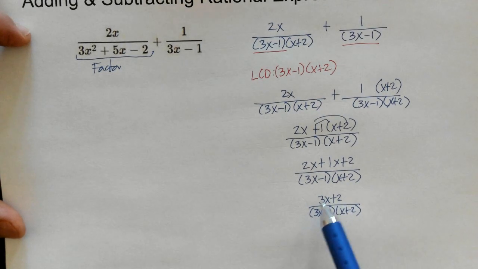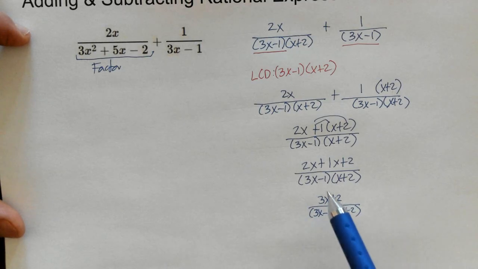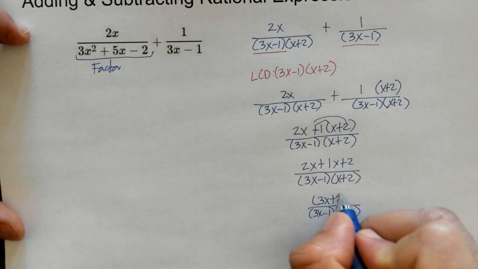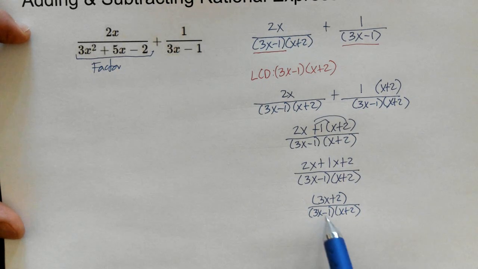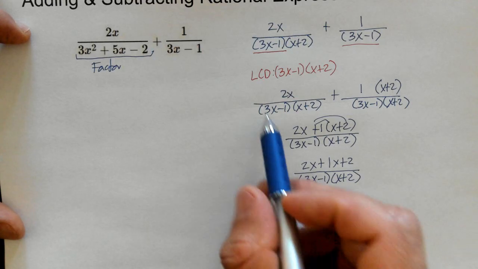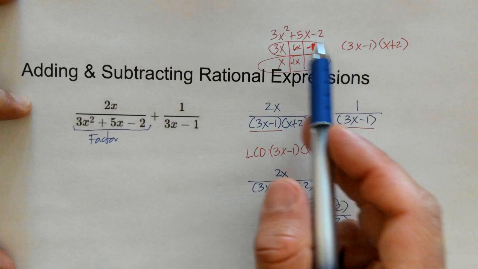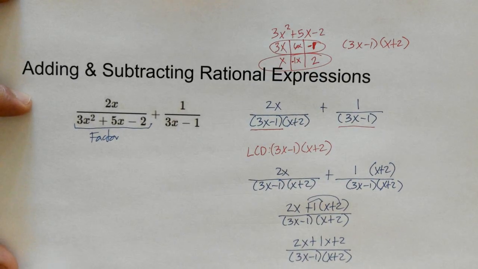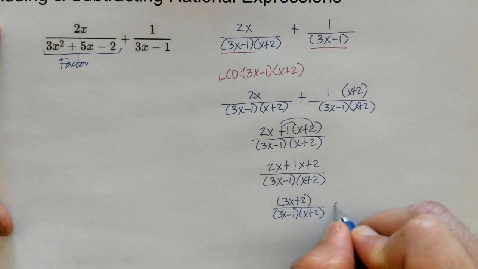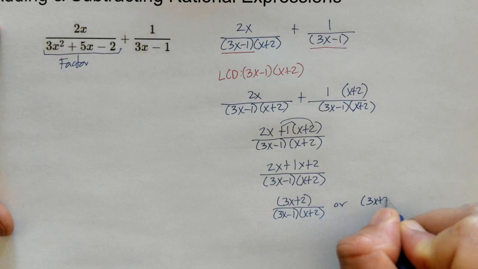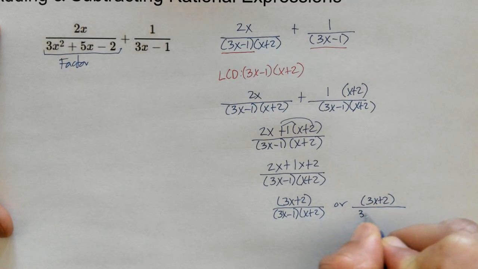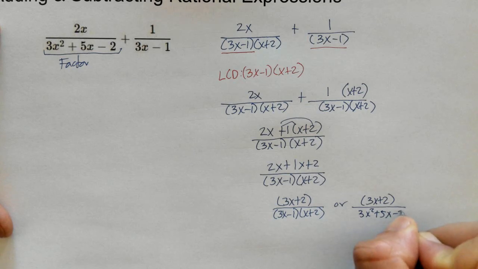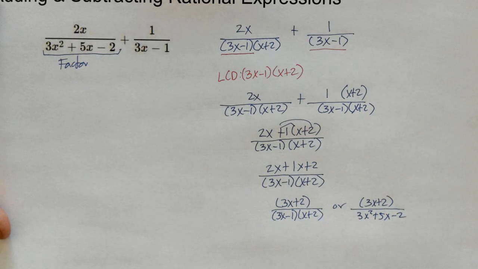I'm not able to factor anything here in the top, and I'm not able to cancel anything. So I can leave it like this, or I can multiply this again. And if we remember, 3x minus 1 times x plus 2 came from up here, 3x squared plus 5x minus 2. So I can write it like this, or I can write it as 3x plus 2 divided by 3x squared plus 5x minus 2. Right, they're interchangeable. I can't simplify it further, and these are the only two ways of writing the solution.